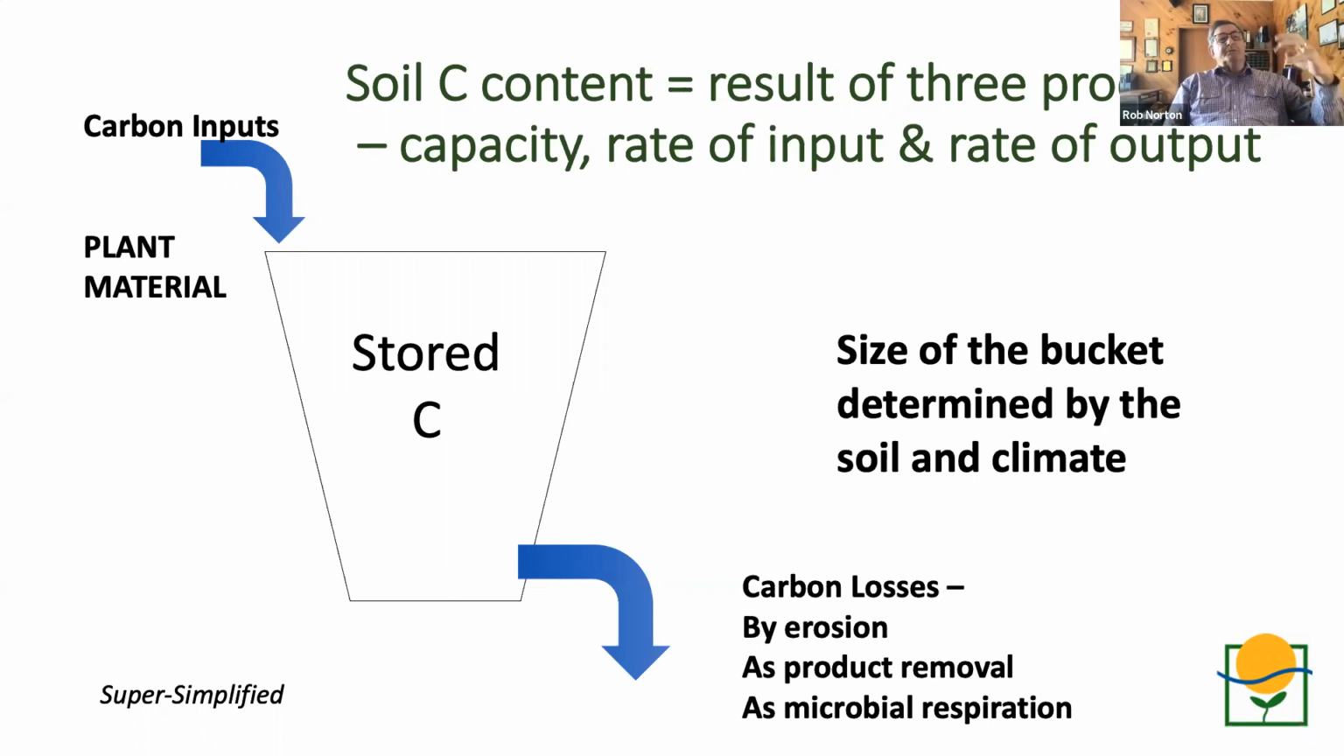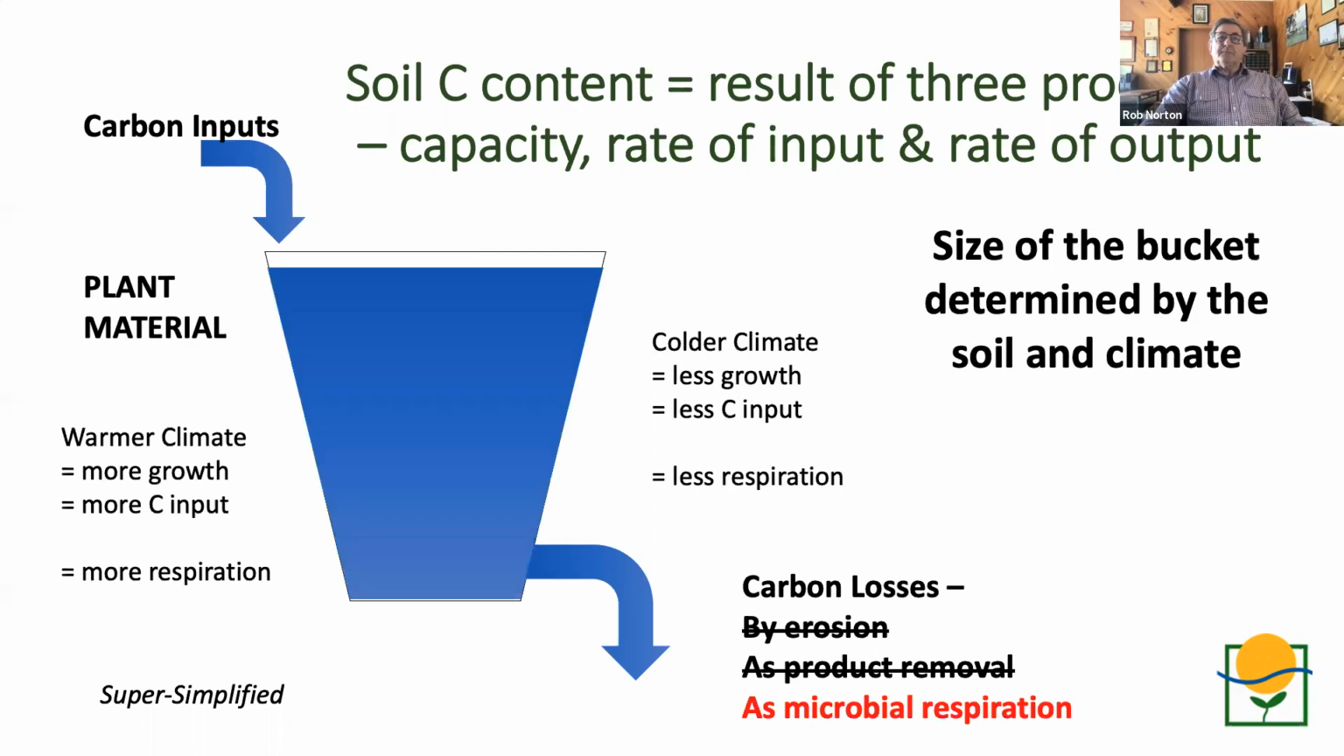The carbon inputs are from the plants that are growing there, the tops and the roots. The carbon losses are erosion, as product removal when we take grain or meat away, and also as microbial respiration, as the bugs in the soil capture and use some of the carbon. Now, this is a super simplified way of looking at it, but it serves a purpose for thinking about our issue of how much carbon can we capture and use.